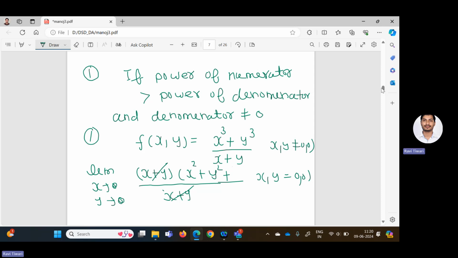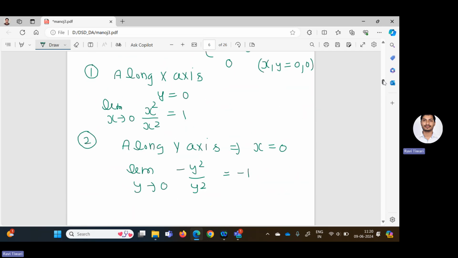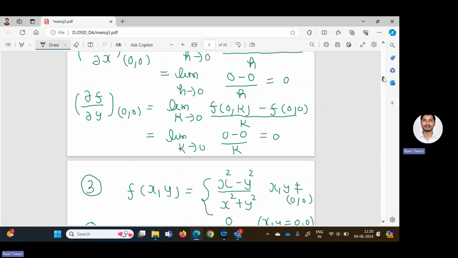So now I hope the concepts of partial derivative, continuity, how to choose different paths, and when we can make the power of numerator and denominator equal are clear to you.